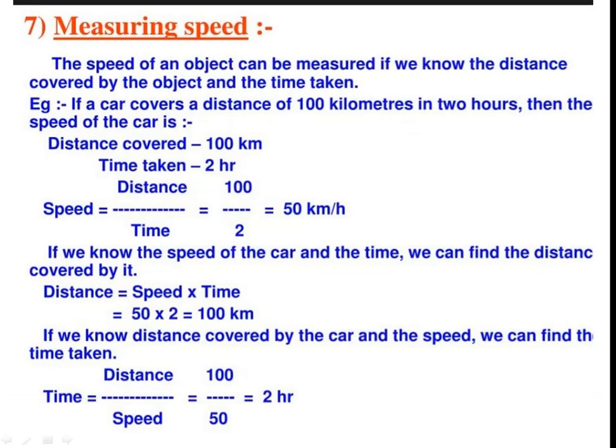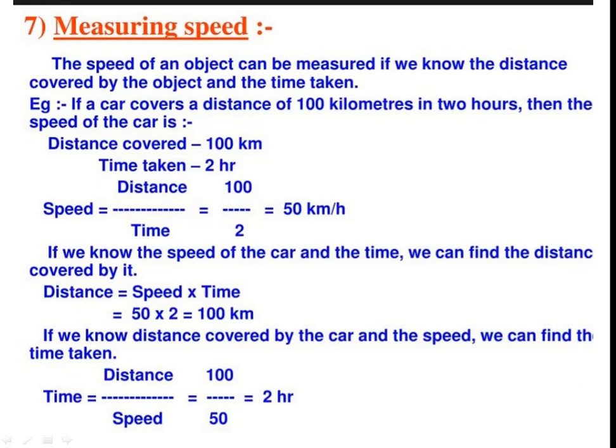Measurement of speed. The speed of an object can be measured if we know the distance covered by the object and the time taken. If a car covers a distance of 100 km in 2 hours, then the speed of the car will be: distance covered 100 km, time taken 2 hours. Speed is equal to distance upon time, that is 100 upon 2, 50 km per hour.